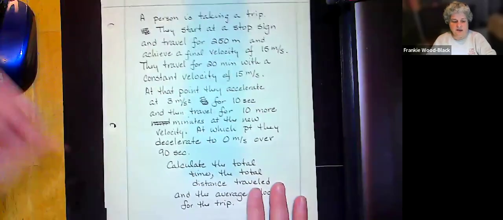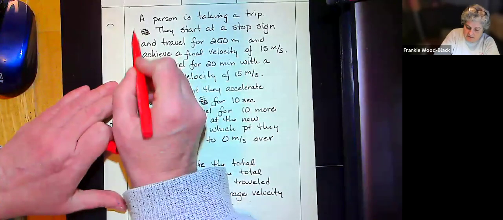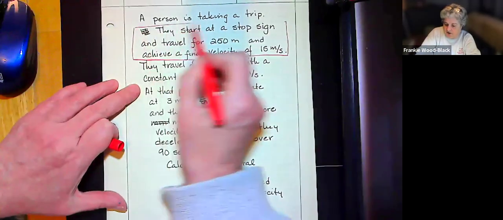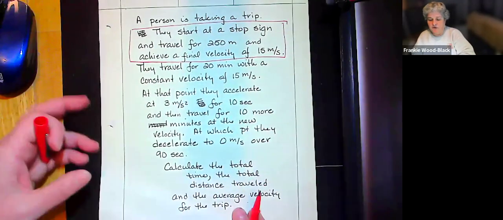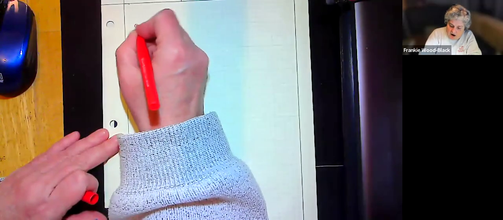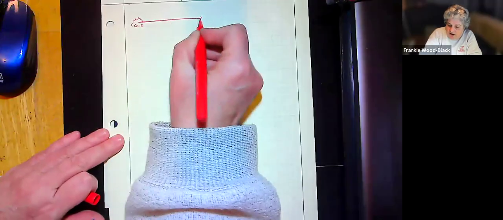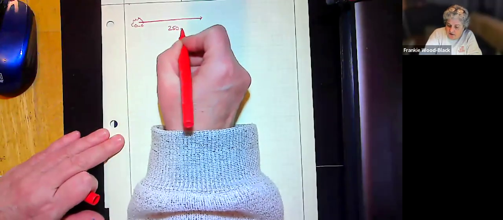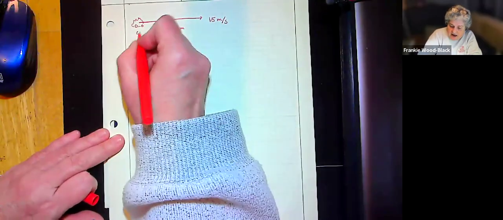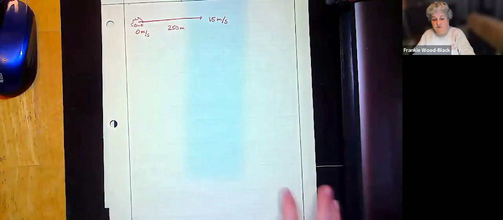So what we're going to do is take it in parts. The first part, I'm going to do this part. What we know for the first part is we've got our person in the car, and we're going to travel 250 meters. And we're going to be at 15 meters per second. We're starting out at 0 meters per second. And we're going to get some information.